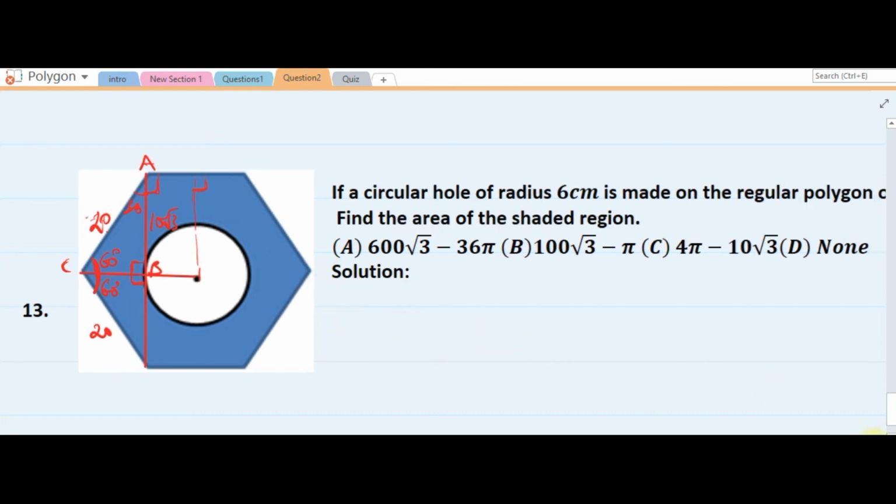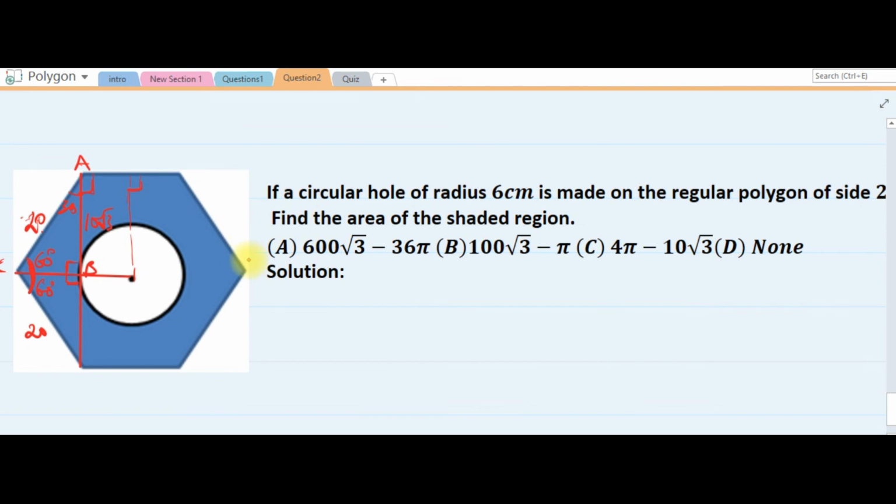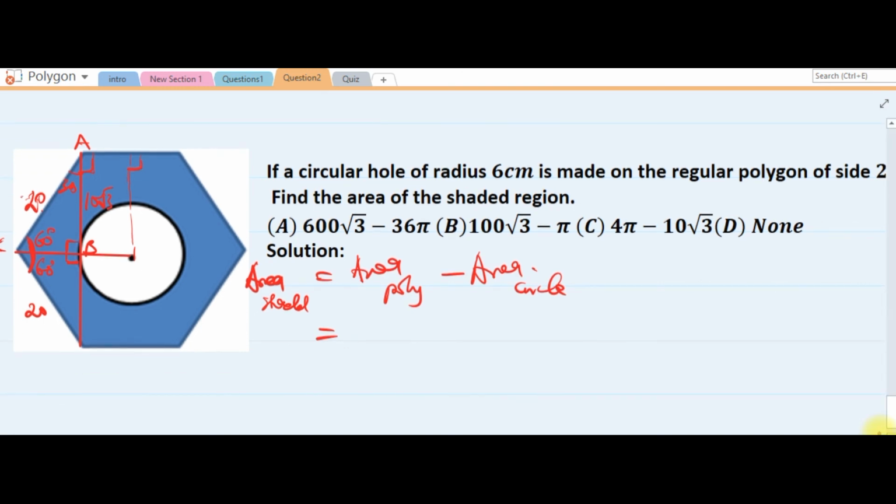So let's solve now. Let's go to the main. So we are asked to find the area of the shaded region. So we know that the area shaded must be the area of the polygon minus the area of the circle. That's the shaded part. We remove the circle. We see the shaded part.